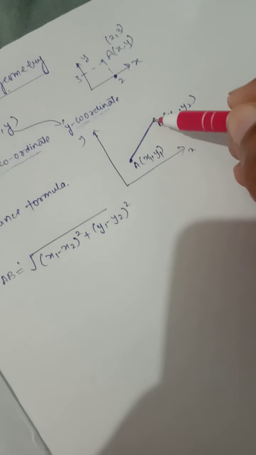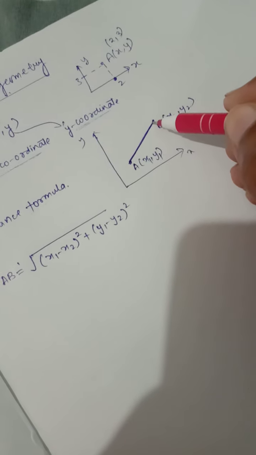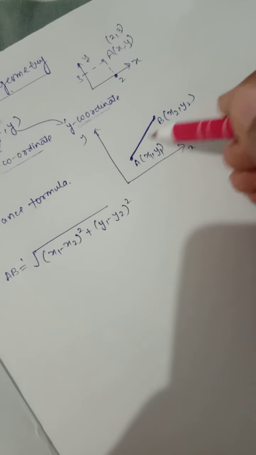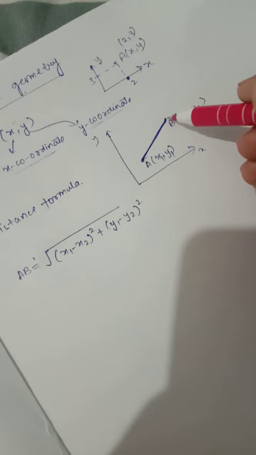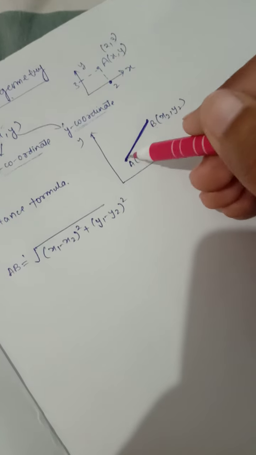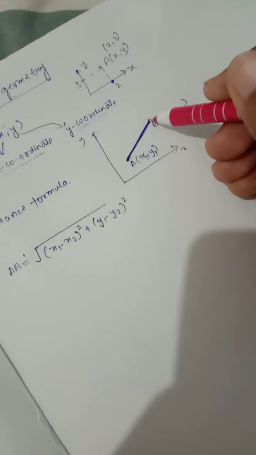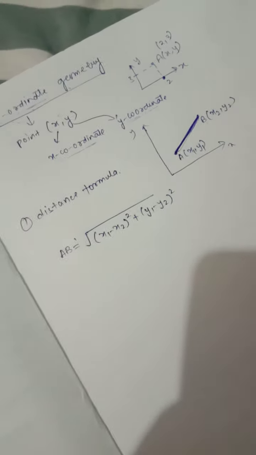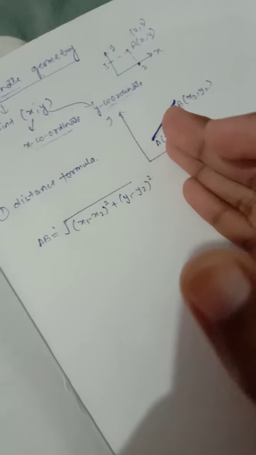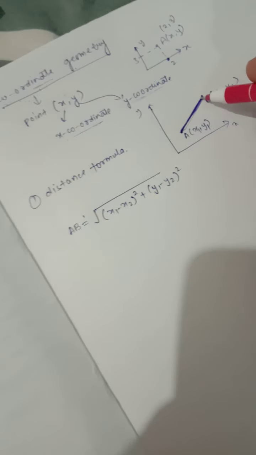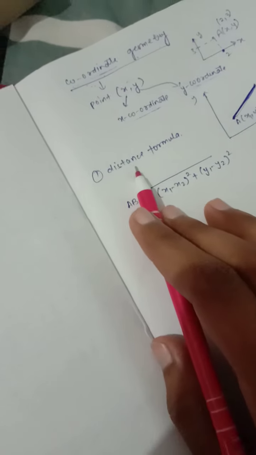This is actually a straight line, and a straight line is always represented by 2 points. When we join these 2 points, it becomes a straight line. So we have to find the distance between A and B, or we can also say that we have to find the length of this straight line. We can find the length or the distance between A and B with the formula that is called the distance formula. Here we have written the formula.